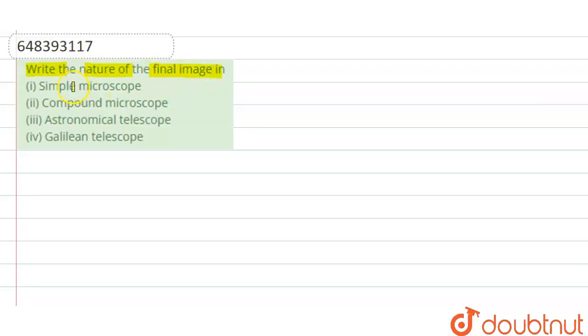Hello friends, here the question is, write the nature of the final image in. So here in the question we have given some types of microscopes and telescopes. We have to tell the types of or nature of the image, final image, which are formed with the help of these optical instruments. So the first one is simple microscope.